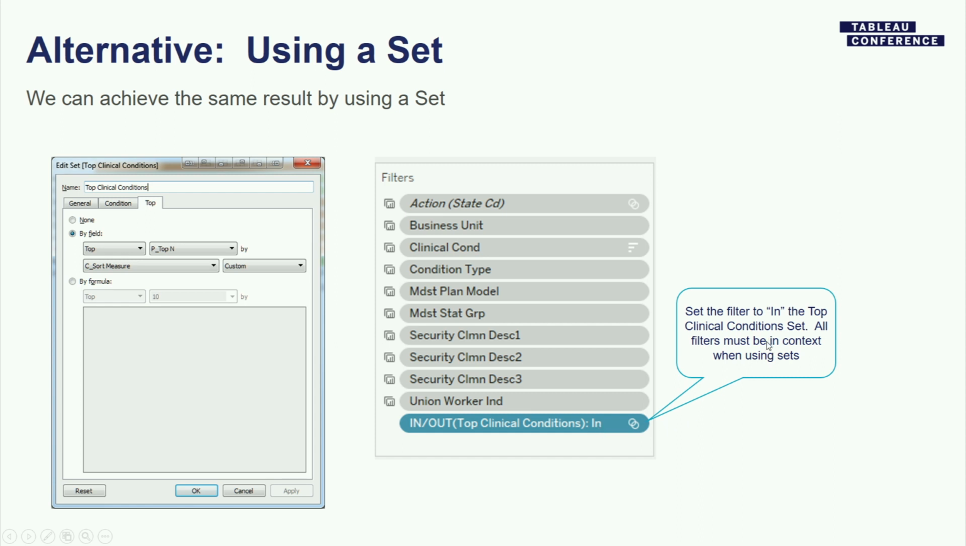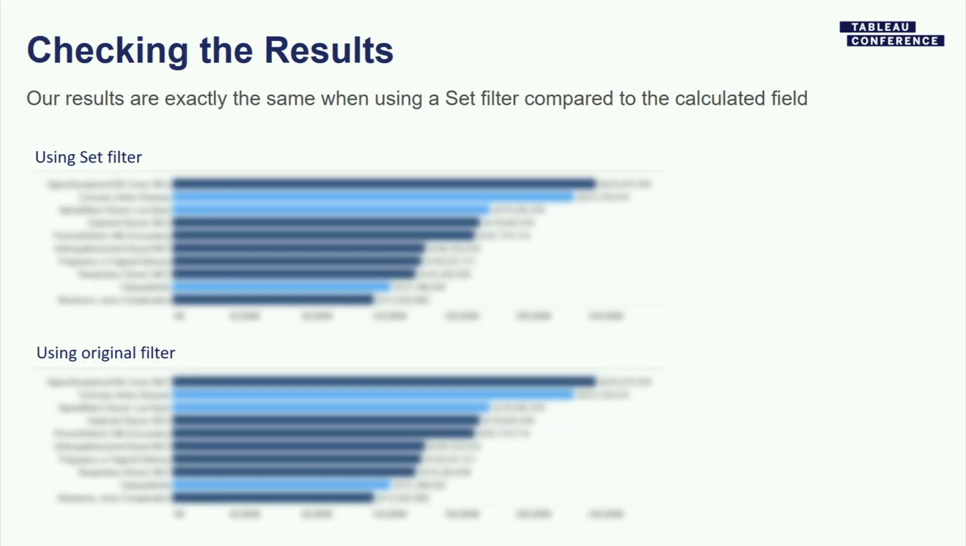Now, whenever you filter by a set, the default method is for it to use all values. If you right-click on that and use In/Out rather than all values, that'll help a bit. So we're going to change that to In. Now doing that, we check our results.